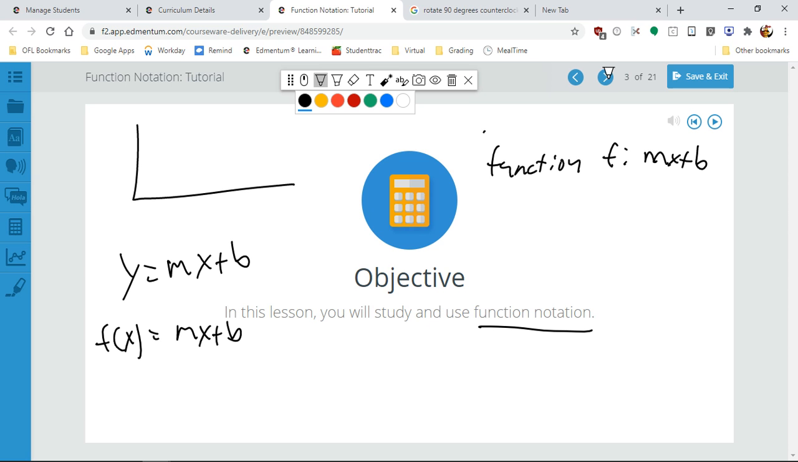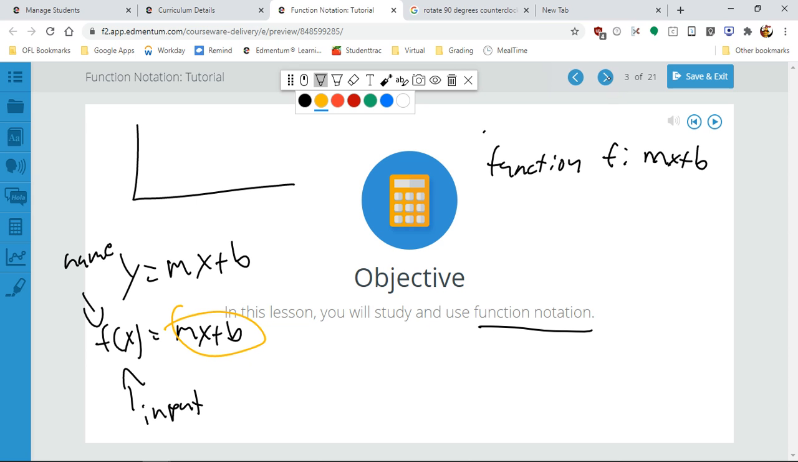So this is the name of our function. F is the name of the function. X is our input. So we kind of learned about this. X is like our independent variable. We don't know what it is, but it's going to change our y. So this is going to give us a number. It's going to output something. So that's what we're talking about here.